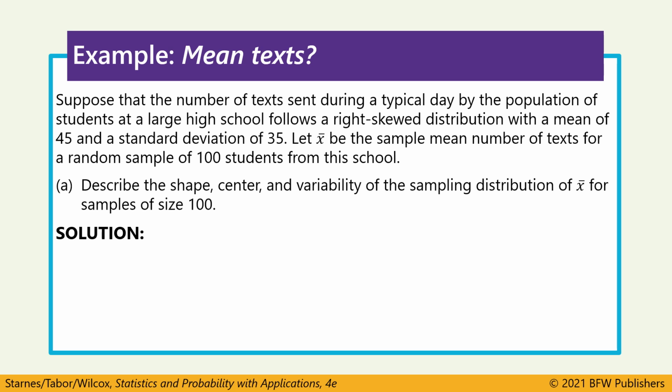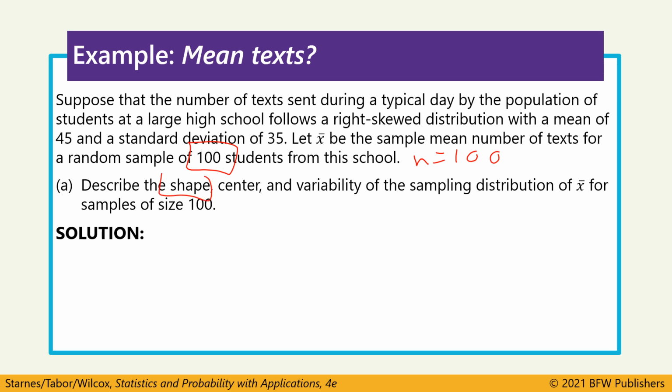Let's suppose that the number of texts sent during a typical day by the population of students at a large high school follows a right-skewed distribution with a mean of 45 and a standard deviation of 35. X bar is going to represent the sample mean for the number of texts sent by a sample of 100 students. That's our sample size. What would this distribution look like?